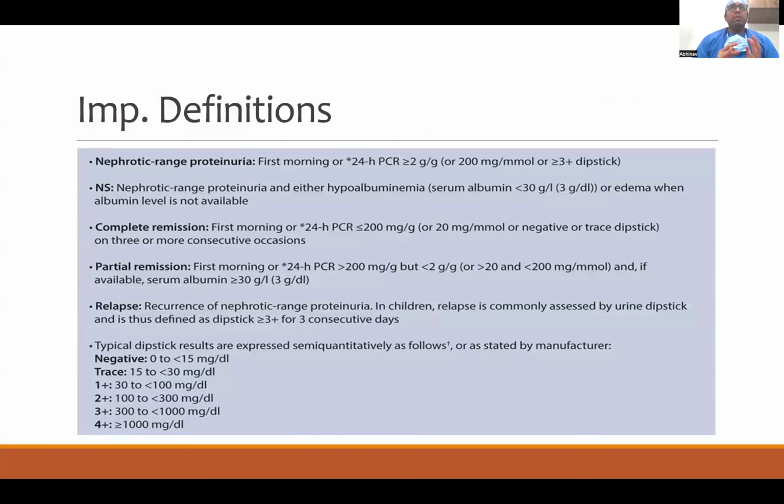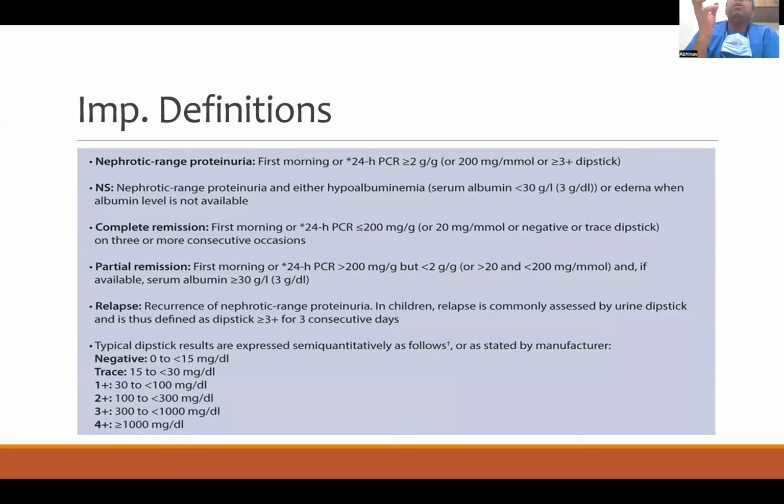So now, before going further, there are a few very important definitions you all must know. It'll be useful from the MCQ point of view, and these definitions are also very important for your daily clinical practice. So, what is nephrotic range proteinuria? Very important. Nephrotic range proteinuria.